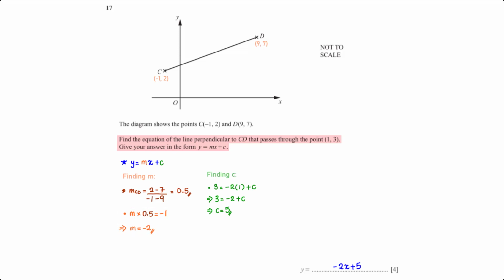To get the value of c, we plug in -2 and the coordinates of (1, 3) into y equals mx plus c. This gives us 3 equals -2 times 1 plus c. -2 times 1 is -2. When we add 2 to both sides, we get c equals 5. So we have y equals -2x plus 5.